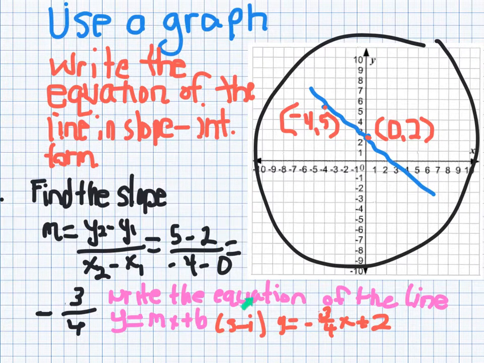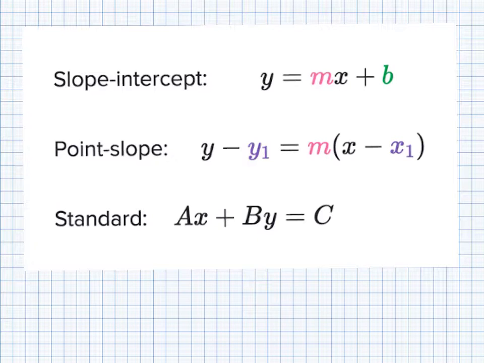And now we can write the equation of the line y equals mx plus b, which is the slope-intercept form. And we end up with y equals negative 3/4 x plus 2. So all we do then is plug in for the slope-intercept. We plug in our numbers.